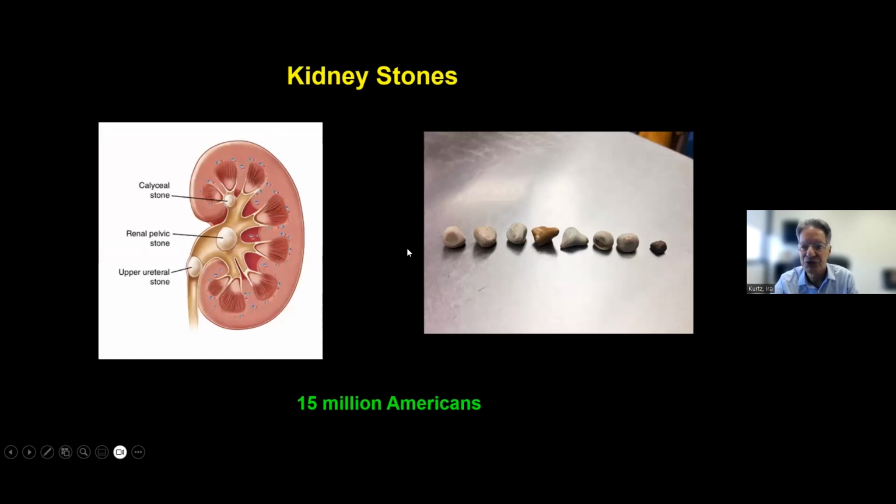You can get kidney stones too. These are actual stones that came out of the kidney. The stones could be of any size. If they're too big, they don't get out. They stay in the kidney. There can be multiple stones. They can be in different locations.